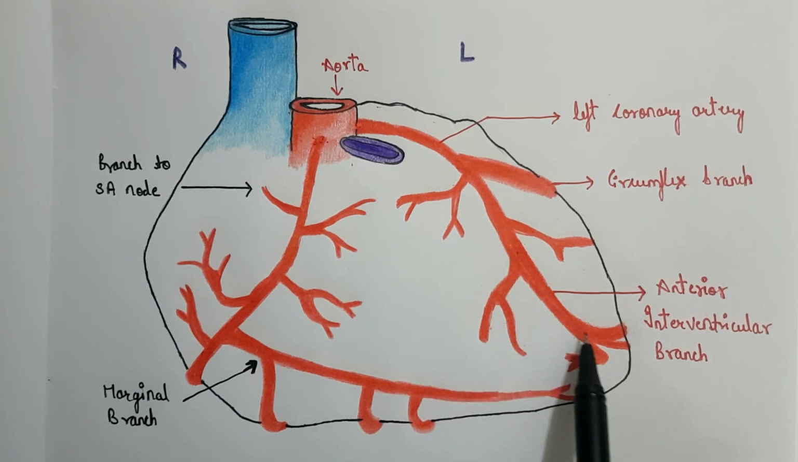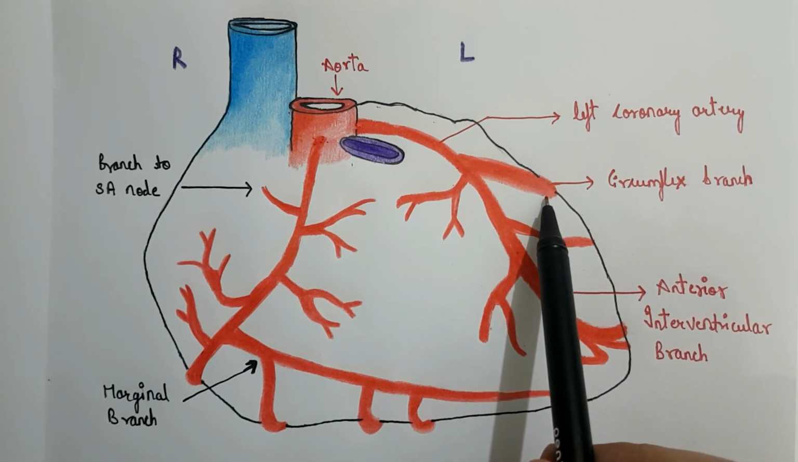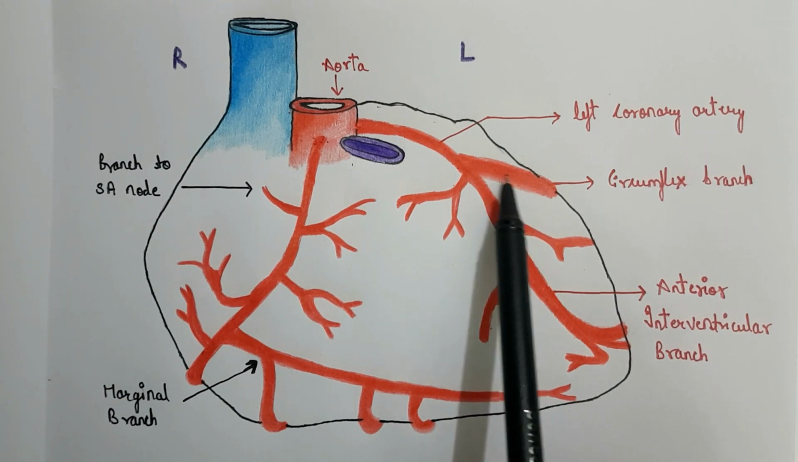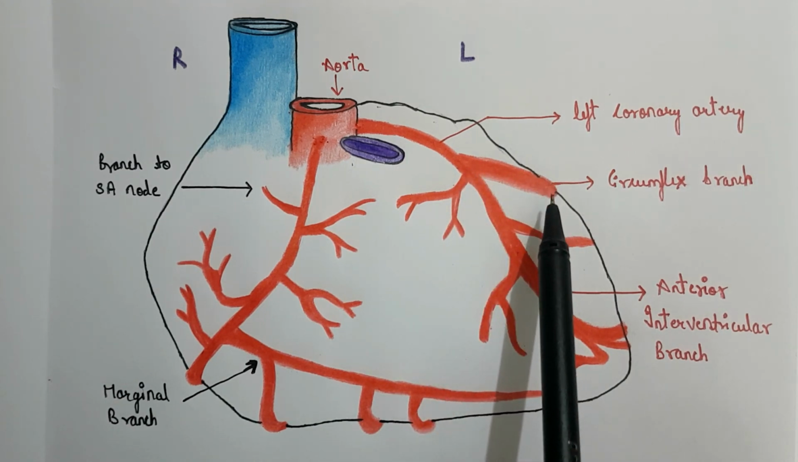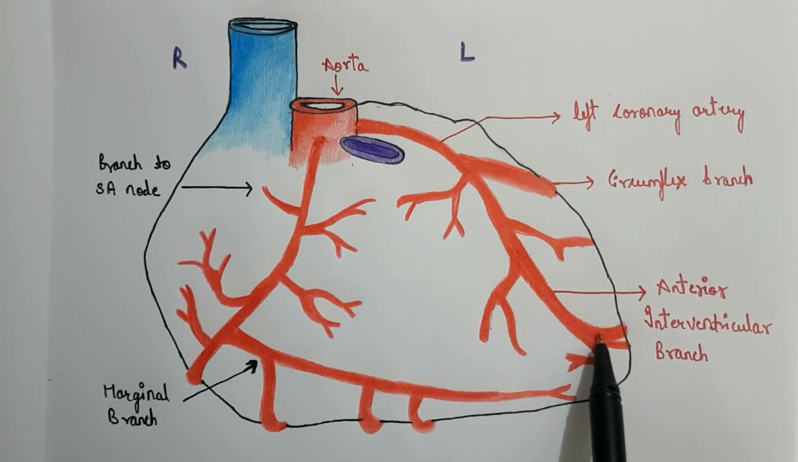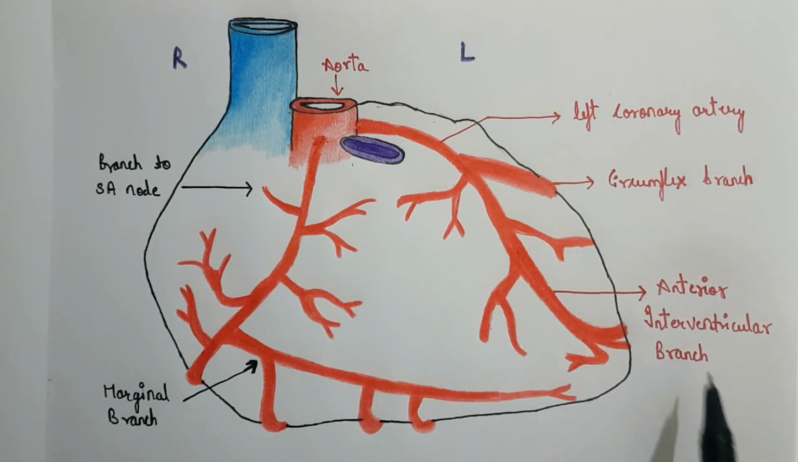After giving off this large branch, the left coronary artery continues as the circumflex branch and leaves the sternocostal surface and enters the diaphragmatic surface of the heart. The circumflex branch lies in the left anterior coronary sulcus. This is the circumflex branch, or the continuation of the left coronary artery, and it lies in the left anterior coronary sulcus right here. This was the anterior interventricular sulcus, and this is the large branch known as the anterior interventricular branch.